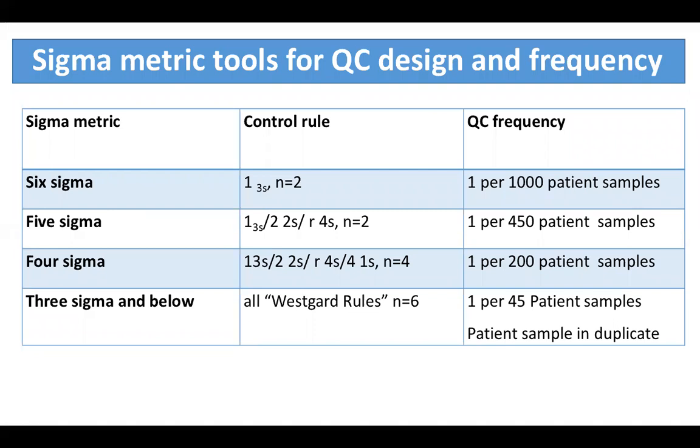With this sigma metric, we can reduce the number of control rules. We can reduce the frequency of controls. Because if we are working at 6 sigma or 5 sigma, that means errors are few. And if we reduce the number of controls, if we reduce the frequency of controls, and 6 sigma is maintained, that means there is no compromise in the quality. So that way we can save some money, and we have objective evidence to say so.